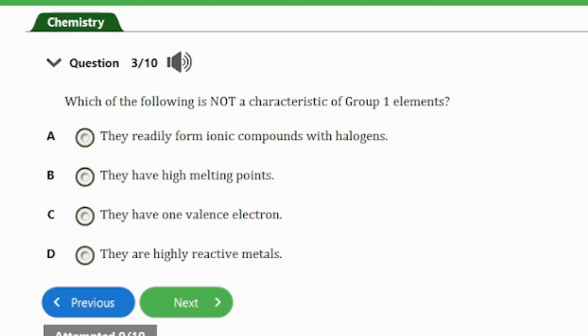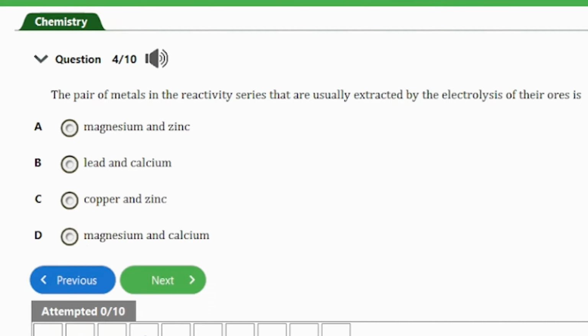Group 1 elements have relatively low melting points compared to other elements. They are actually soft metals that can be easily cut with a knife. As such, they have low melting and boiling points. So that's it for that question. Let's consider the next question.